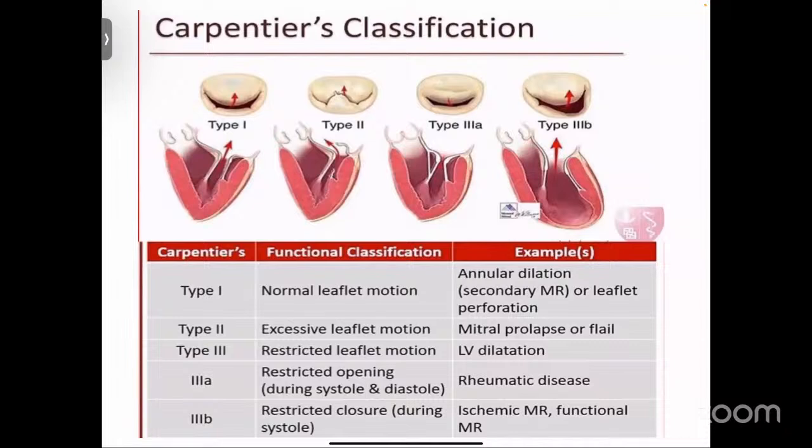The type 3, or class 3A, can be caused by rheumatic valve disease, and type 3B can be caused by ischemic mitral regurgitation or functional mitral regurgitation, or in some cases dilated cardiomyopathy.